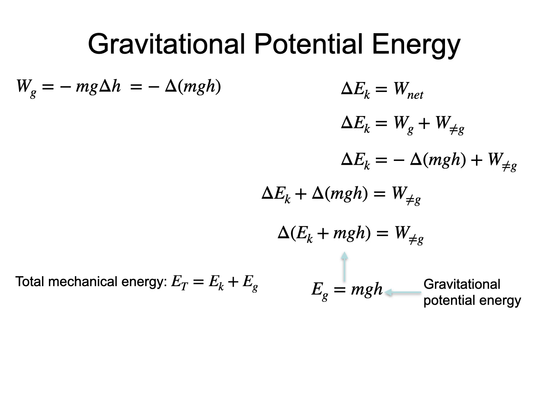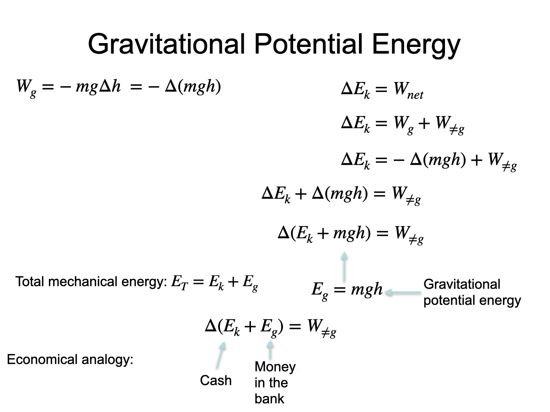Let me do an analogy with an economical situation. The Ek is like the cash in your wallet, a form of money readily identifiable as being worthy. Eg is like money stored in a bank account. The sum of Ek and Eg is like all the money you possess at a particular instant. This sum can change in the future if withdrawals and deposits are made either to the bank account or to the wallet. This is the role of W not equal to G.